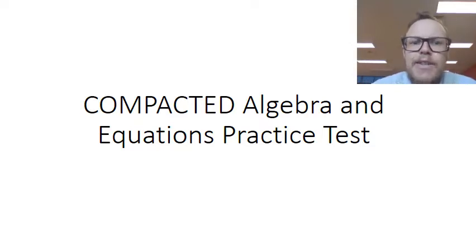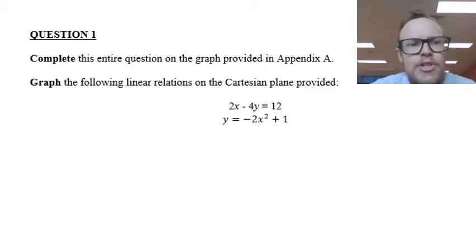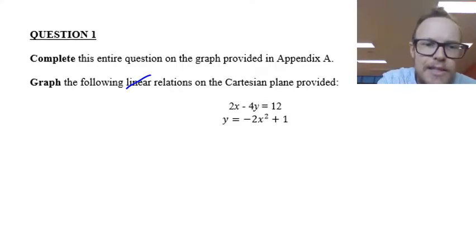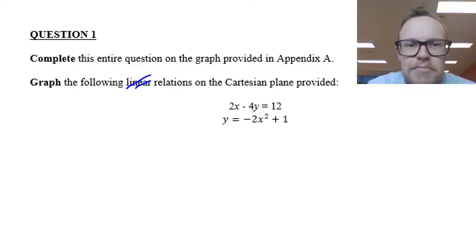Today we're going to look at the compacted algebra and equations practice test and go through the solutions. So the first question, we're being asked to complete the question on the graph paper that's provided in the appendix. So we need to make sure we do it there. It says graph the following linear relations. Obviously one of them isn't linear, so we need to just remember that sometimes there are errors on a test paper or to ask questions about that in the exam.